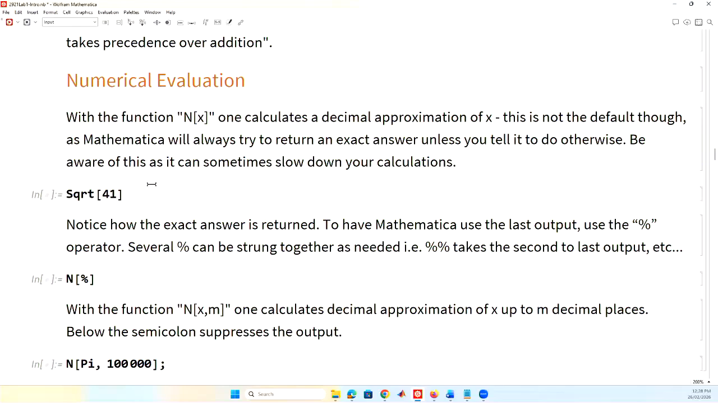So if I tell Mathematica to tell me what the square root of 41 is, does anyone off the top of their head want to take a numerical guess as to what that number is? Ah, I love teaching advanced classes.